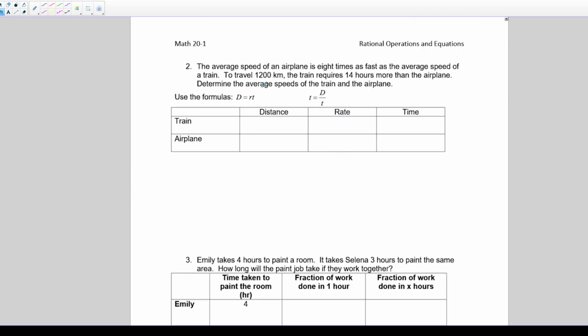For this next question, it says the average speed of an airplane is 8 times as fast as the average speed of a train. To travel 1,200 kilometers, the train requires 14 hours more than the airplane. Determine the average speeds of the train and the airplane.